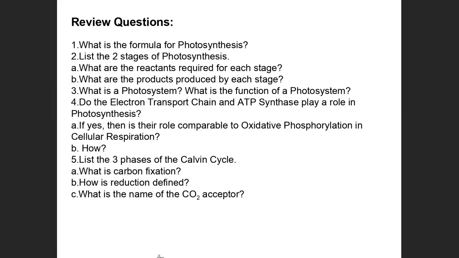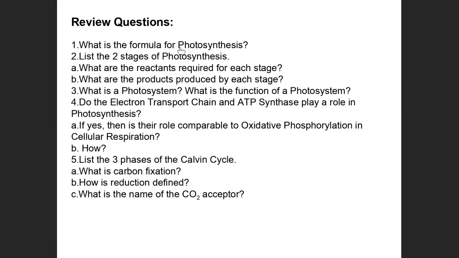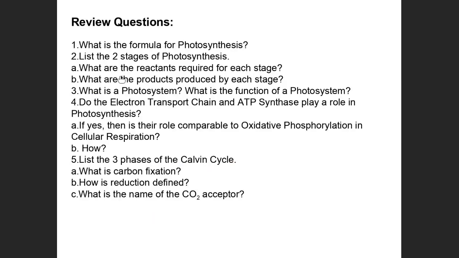What is the formula for photosynthesis? Well, that's everything you list here and here. That all has to do with the formula for photosynthesis. List the two stages of photosynthesis. Well, I just said you would list the two stages here. I just put 1 and 2, but you would write the actual stages. Then it starts talking about what are the reactants required for each stage, what are the products. Again, you go back here.